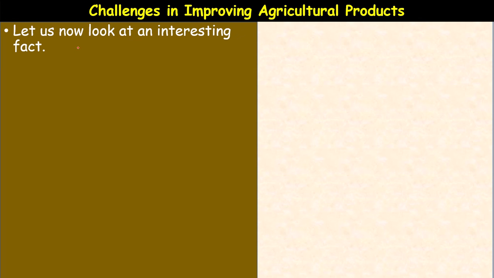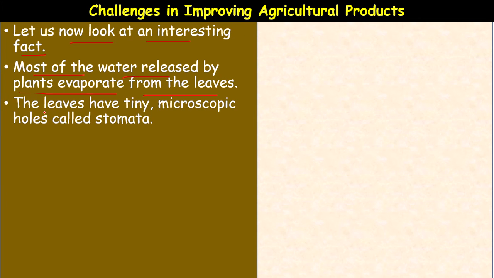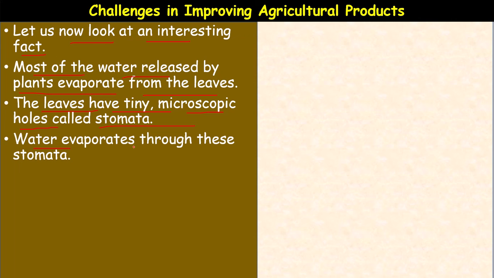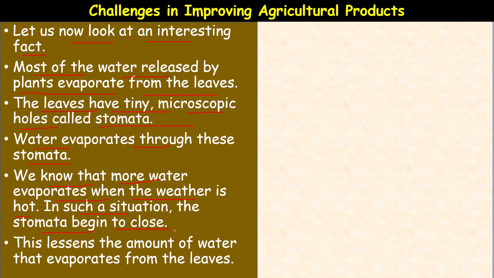Let us now look at an interesting fact. Most of the water released by plants evaporates from the leaves. The leaves have tiny microscopic holes called stomata. Water evaporates through these natural holes. We know that more water evaporates when the weather is hot. In such a situation, the stomata begin to close. There is a natural mechanism in the plant: if more water is lost, there is a chance of the death of the cells present in the plant. So in such a hot situation, the stomata begin to close so that only a small amount of water will be evaporated. This lessens the amount of water that evaporates from the leaves. It is a natural mechanism.